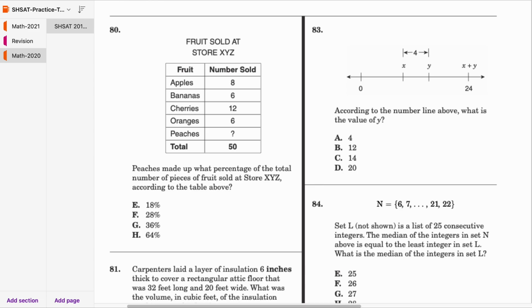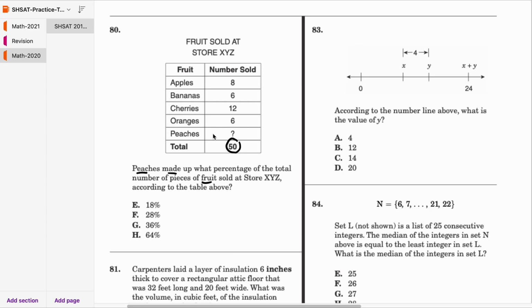We're on question 80. Alright, so we have a table showing fruit sold at store XYZ. Basically a total of 50 fruits are being sold, and we have the number of each fruit sold. And then we're not told explicitly the number of peaches sold. So we're being asked peaches made up a certain percentage of the total number of pieces of fruit sold at store XYZ. And we need to calculate this percentage basically.